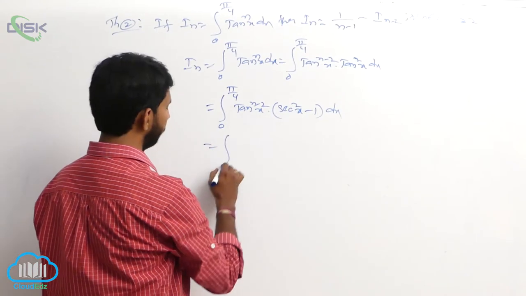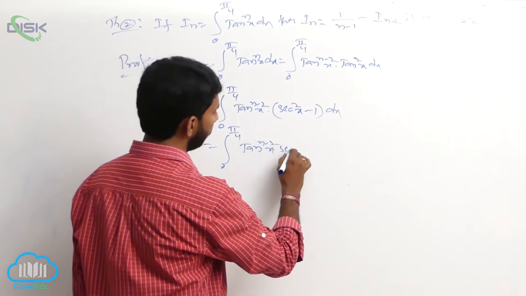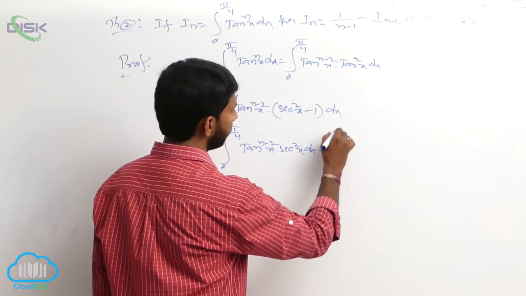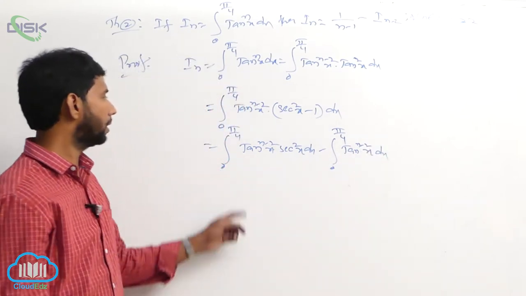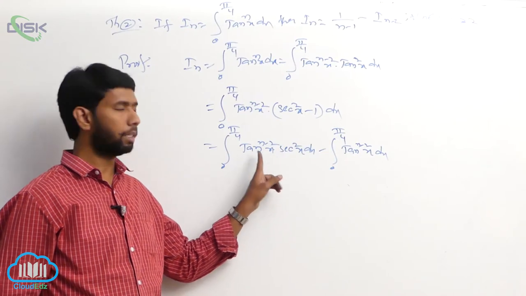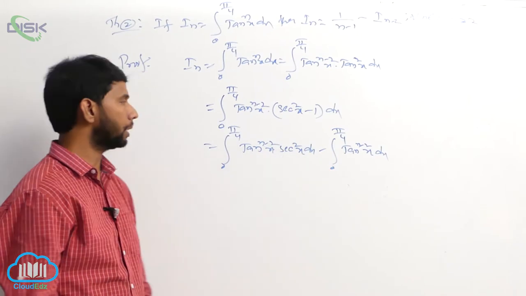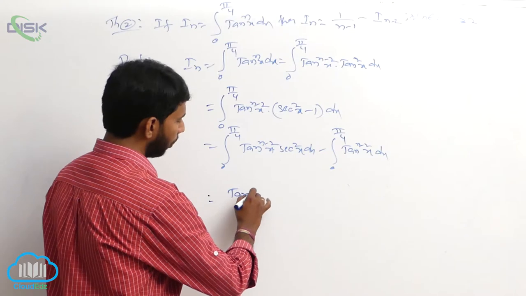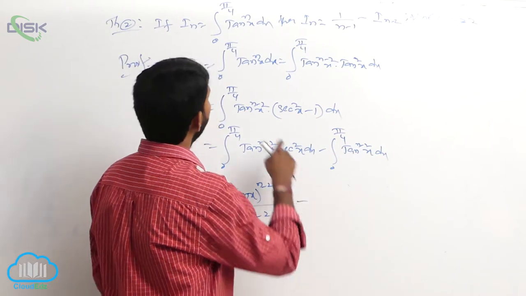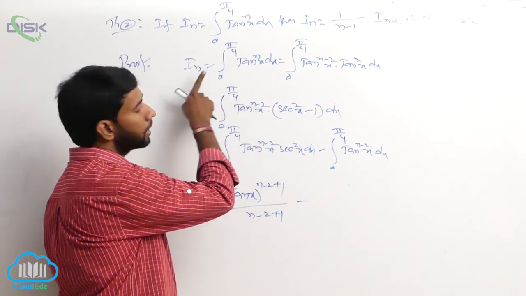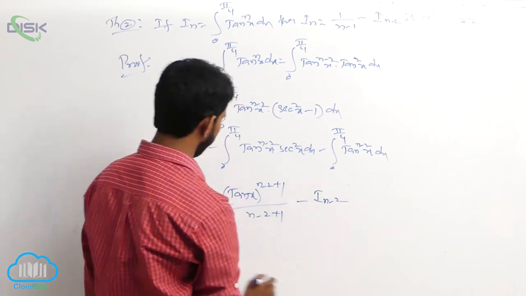Multiplying tan power n minus 2, we get integral 0 to pi by 4 tan power (n minus 2)x into secant square x dx minus integral 0 to pi by 4 tan power (n minus 2)x dx. Here the derivative of tan x is secant square x, so the integral of f power n into f dash x is f power (n plus 1)/(n plus 1). That is (tan x) power (n minus 2 plus 1)/(n minus 2 plus 1) minus the integral of tan power (n minus 2)x, whose value is I(n minus 2).